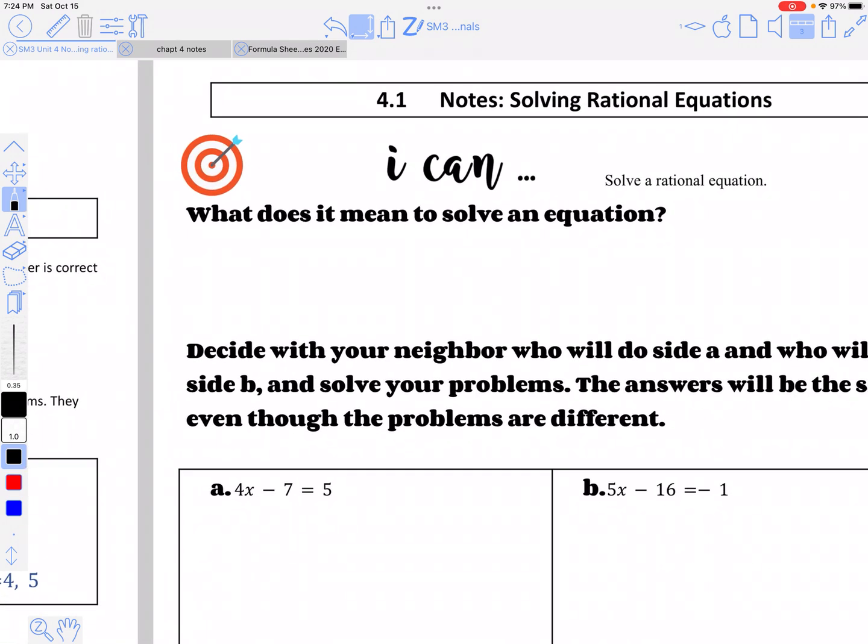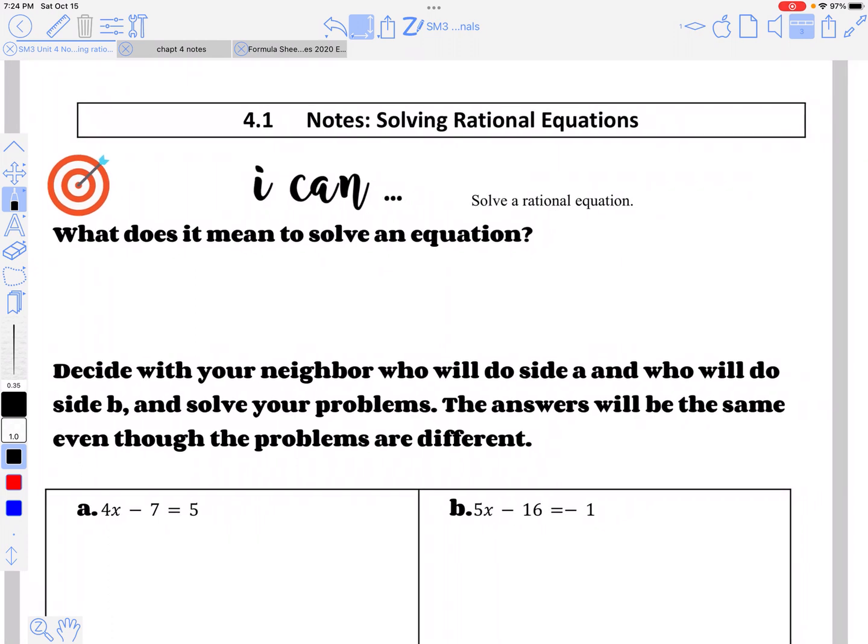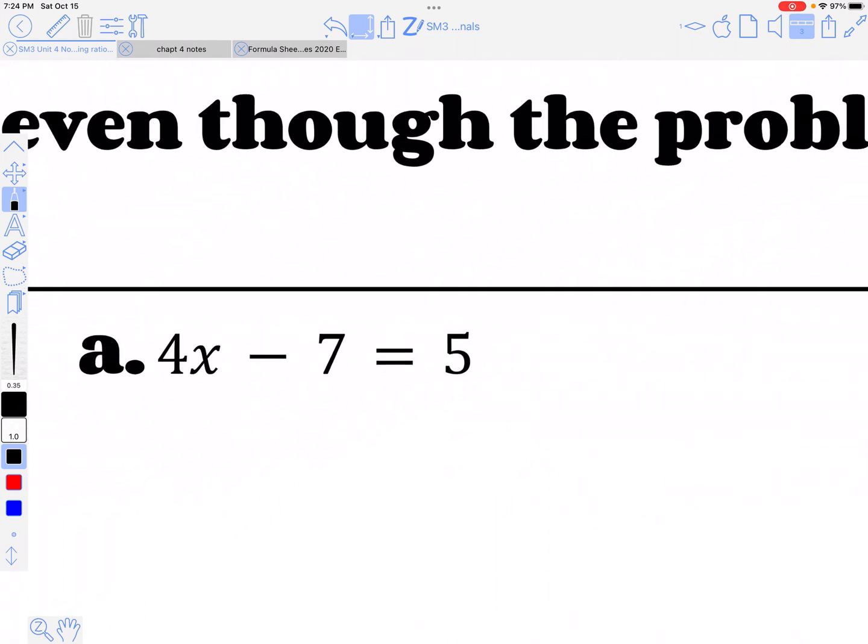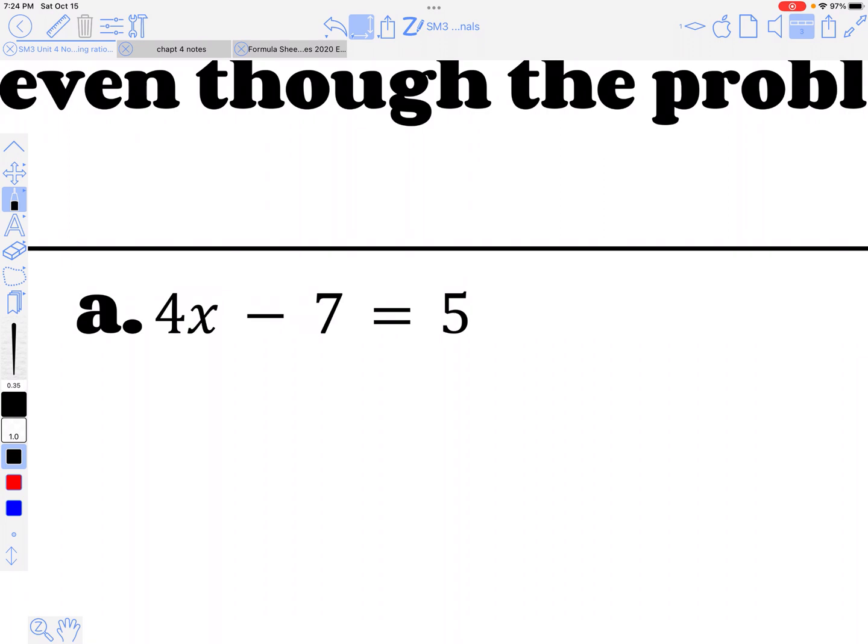All right, so sweet. So what does it mean to solve an equation? If you look at A right here, solving the equation is figuring out what x is, right? So figuring out the problem, solving it. So finding a solution, meaning what value can go here for x? It gets multiplied by 4, you subtract 7, and you get 5. Some people might be able to figure that out in their head.